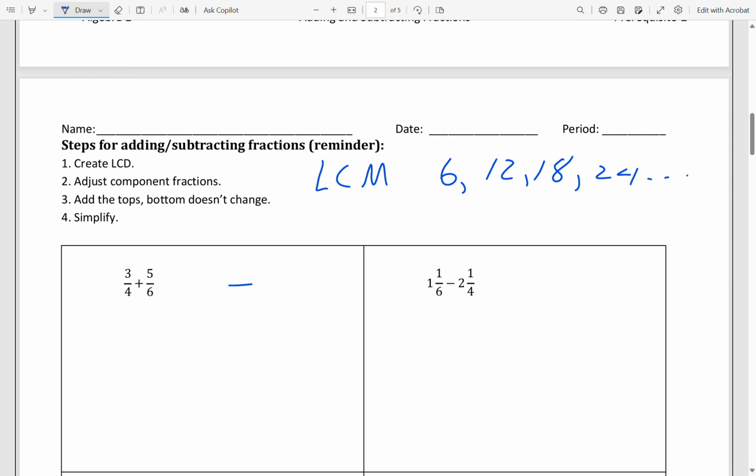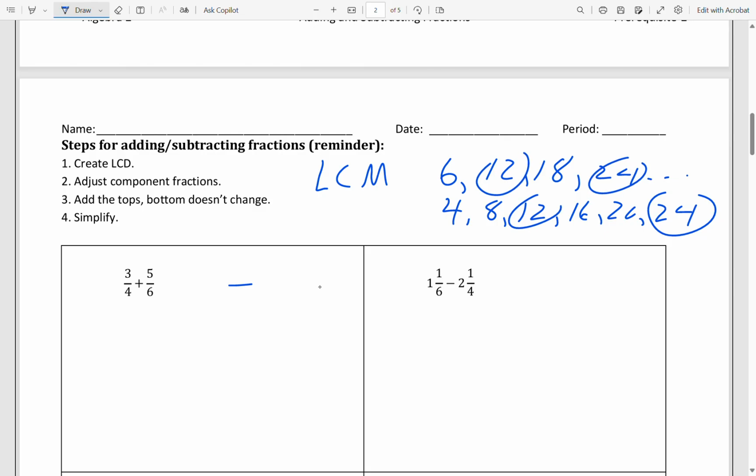And think about the multiples of 4: 4, 8, 12, 16, 20, 24. You would notice that there are a lot of numbers that are common in the two lists, but the least common number in both lists is 12. So that means I want a 12 denominator for my answer.